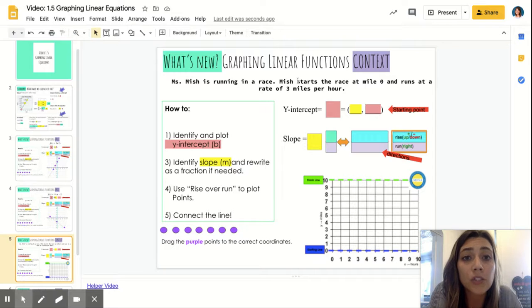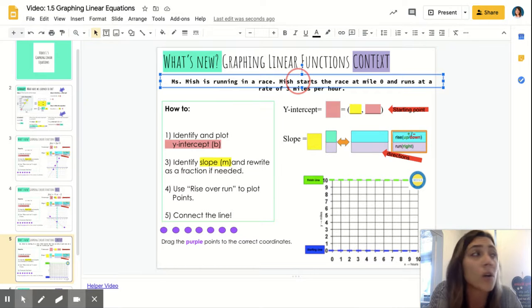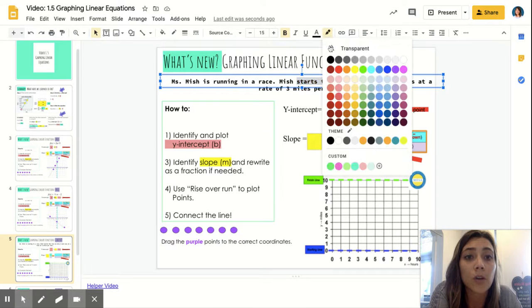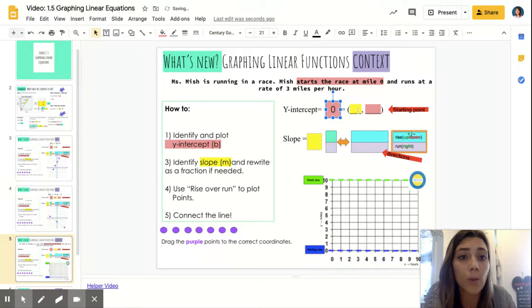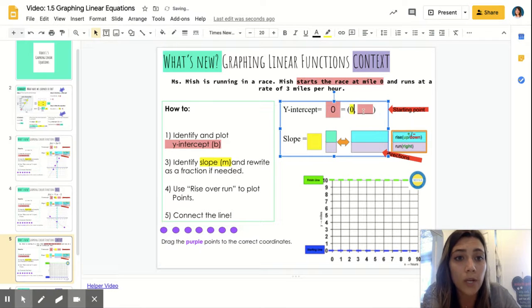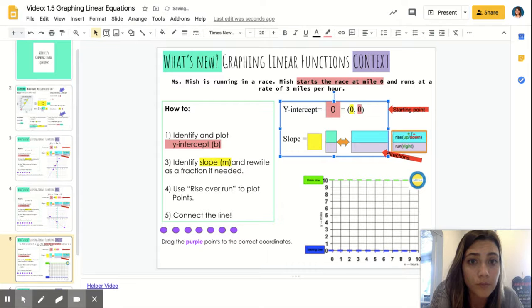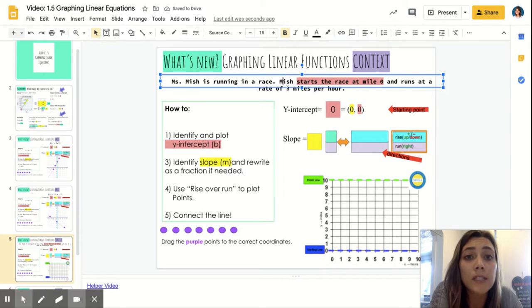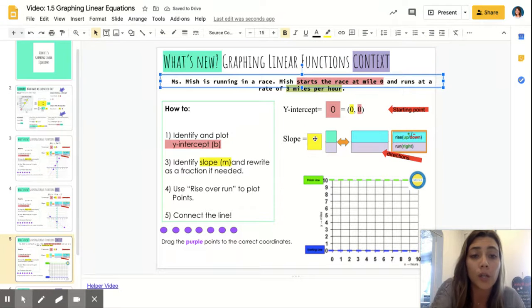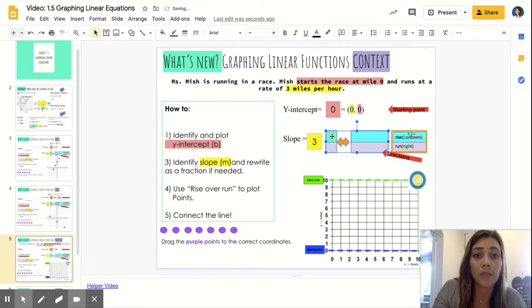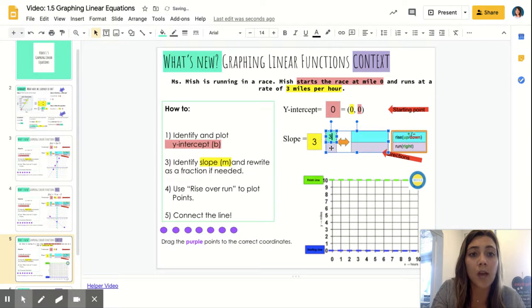So remember, y-intercept has keywords like start, original, initial, right? So I see that here. It says this starts at mile 0. So that means my y-intercept, or my starting point, is going to be 0, 0. And then it says she runs at a rate of 3 miles per hour. That tells me my slope because of that keyword per. So 3, it's a whole number, so 3 goes on the top, and that invisible 1 goes on the bottom.